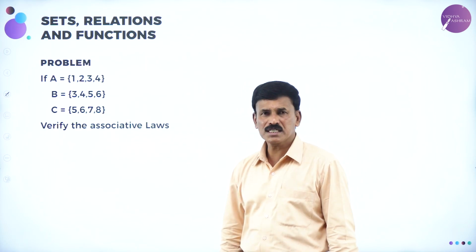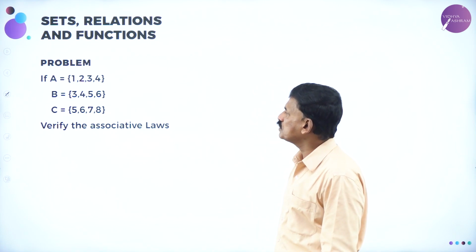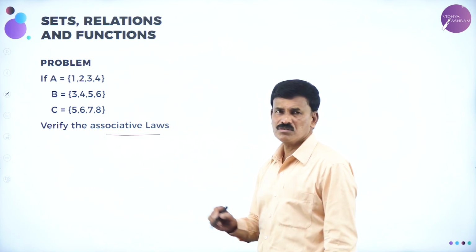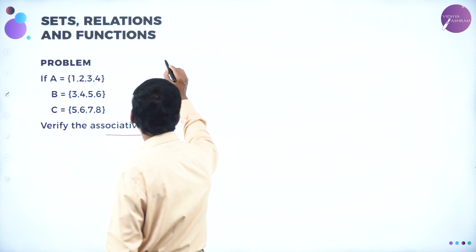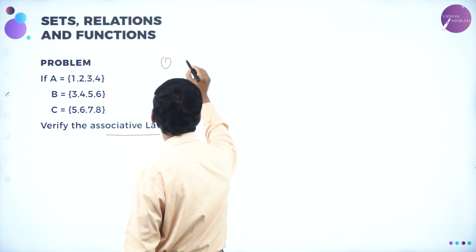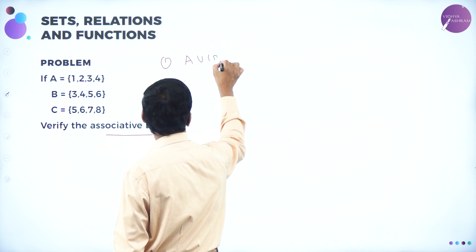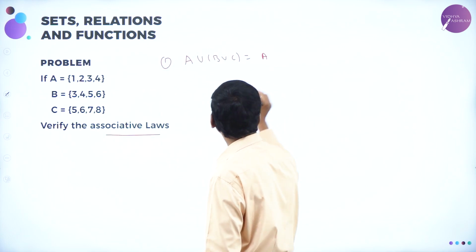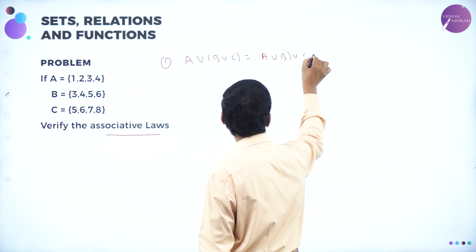Okay. Now, let us take an example. If A is equal to {1, 2, 3, 4}, B is equal to {3, 4, 5, 6} and C is equal to {5, 6, 7, 8}. Now, verify the associative law. Let us verify the first one. What is the first law? A union B union C. What is to prove? (A union B) union C is equal to A union (B union C).